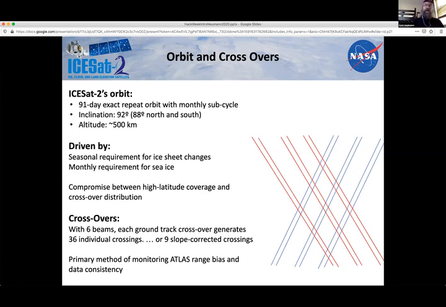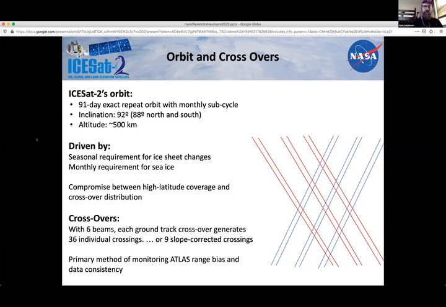These crossovers happen all around the world at all sorts of different time latencies. One of the ways we keep track of ATLAS and its performance is to look at crossovers that occur within 24 hours of one another in Antarctica. So Antarctica changes slowly. If you have track A and track B that are crossing just 6 hours apart, ICESat-2 should be giving you a consistent set of measurements from pass A and pass B.